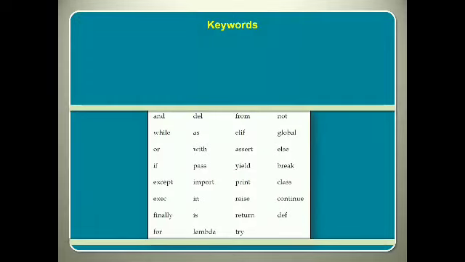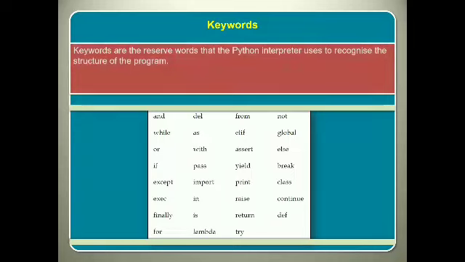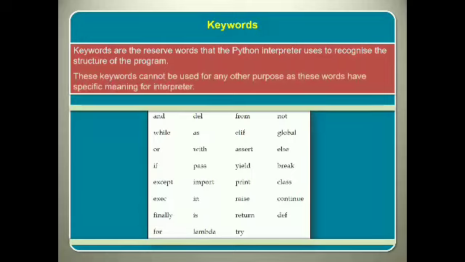Let us now look at keywords. Keywords are the reserved words that the Python interpreter uses to recognize the structure of the program. You cannot use these keywords for any other purpose, as these words have specific meaning for the interpreter. A few of the keywords used in Python 2.7 are displayed on your screen.